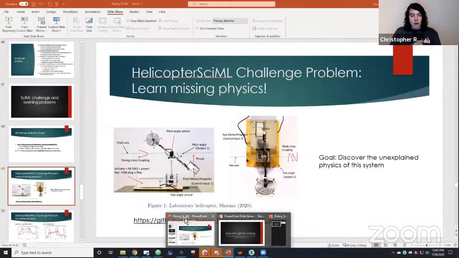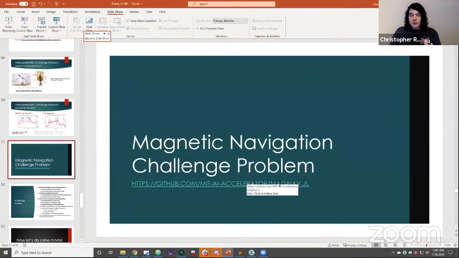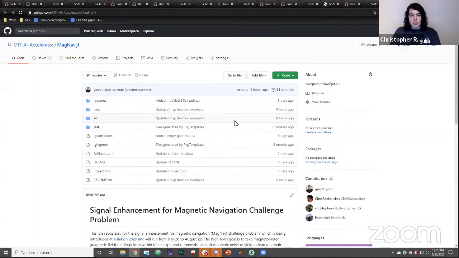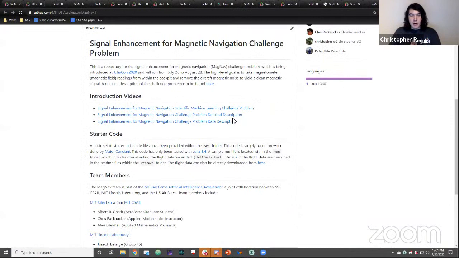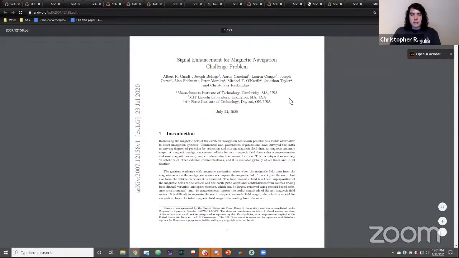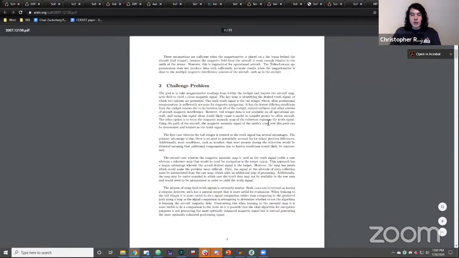The new challenge problem that we are going to be launching today is the magnetic navigation challenge problem. So while the helicopter one is more of a good teaching problem and a good basic research problem, this magnetic navigation one is a much more in-depth problem. What we have here is a lot of data from flights with magnetometers, and it's trying to use this information to perform navigation without GPS, utilizing just the Earth's crustal magnetic field. A full description of what's going on is in this newly released arXiv paper that describes magnetic navigation.